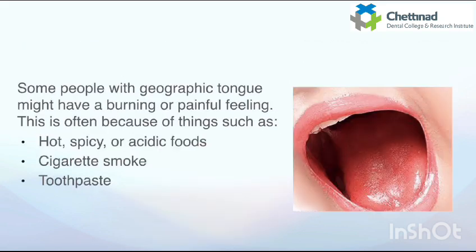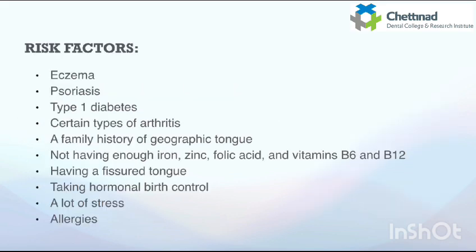In other cases, some people with geographic tongue might have a burning or painful feeling. This is often because of things such as hot, spicy, or acidic foods, cigarette smoking, and toothpaste. The risk factors of geographic tongue are eczema, psoriasis, type 1 diabetes, certain types of arthritis, a family history of geographic tongue, and not having enough iron, zinc, folic acid, and vitamin B6 and B12. Other risk factors include having a fissured tongue and taking hormonal birth control pills.